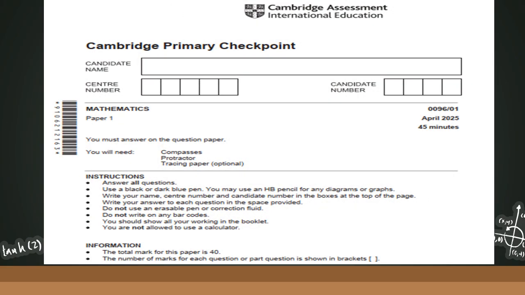Take care. You must answer on the question paper. You will need tracing paper, protractor and compass. Remember, Paper 1 is only 45 minutes and you cannot use the calculator. The total mark for this paper is 40 marks.